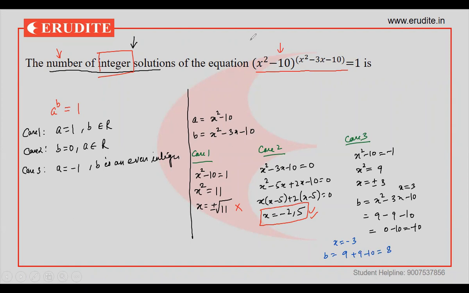Again, it is an even integer, right? So that means this expression value will be again 1. So how many integral solutions are you getting, guys? 1, 2, and here 2. That means 4. So my correct answer is how much? 4.